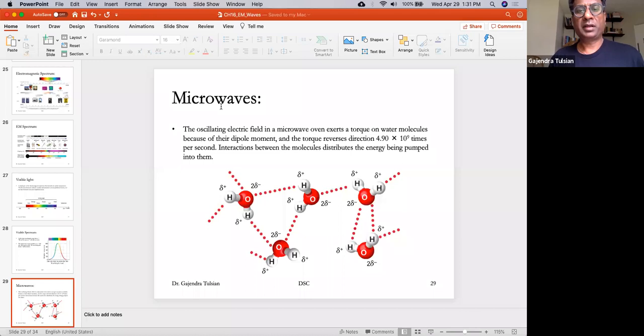Okay, so the oscillating electric field in a microwave oven exerts a torque on water molecules because of their dipole moment. And the torque reverses direction 5 times 10 to the 9 times, 5 billion times per second. So the microwave heats the water, and the water molecule, because it's bound to the surrounding molecules, will transmit some of the energy gain, and that's how you heat your food. So interactions between the water molecules distribute the energy being pumped into them. Okay.